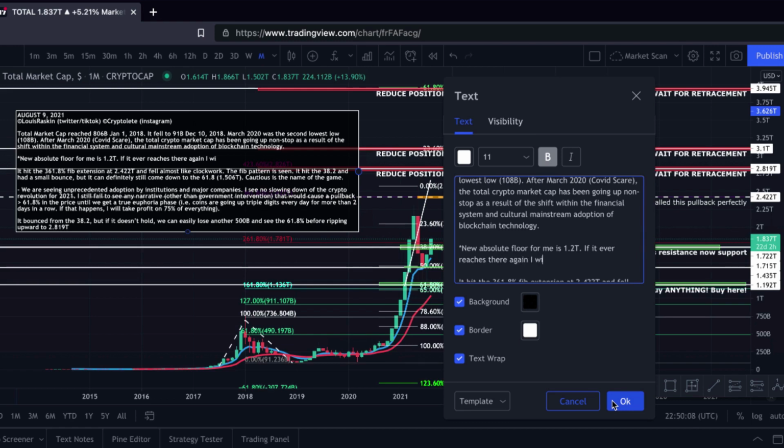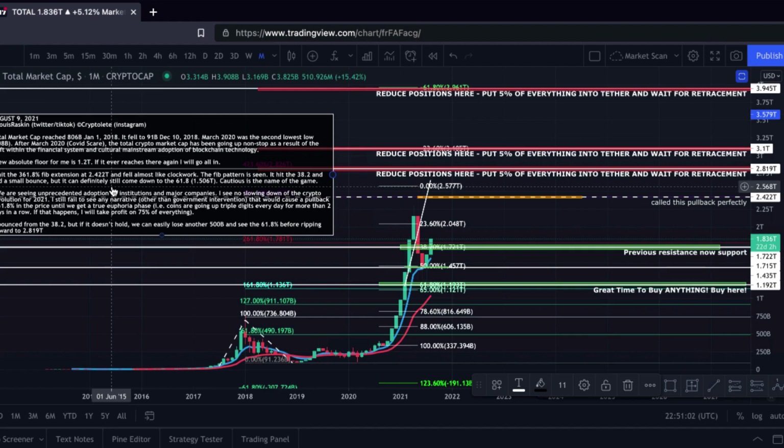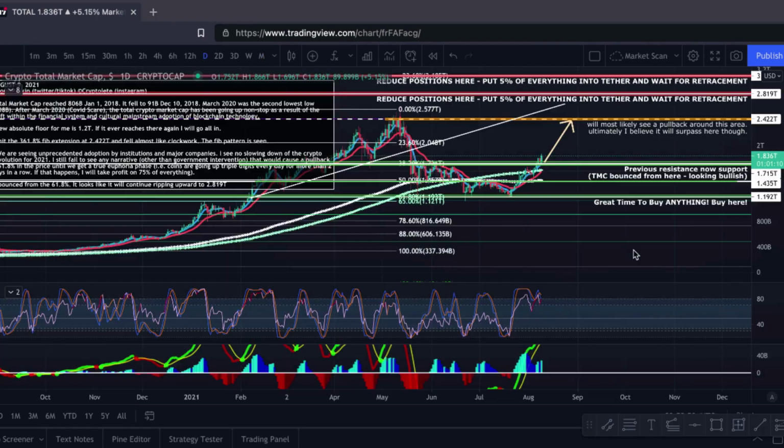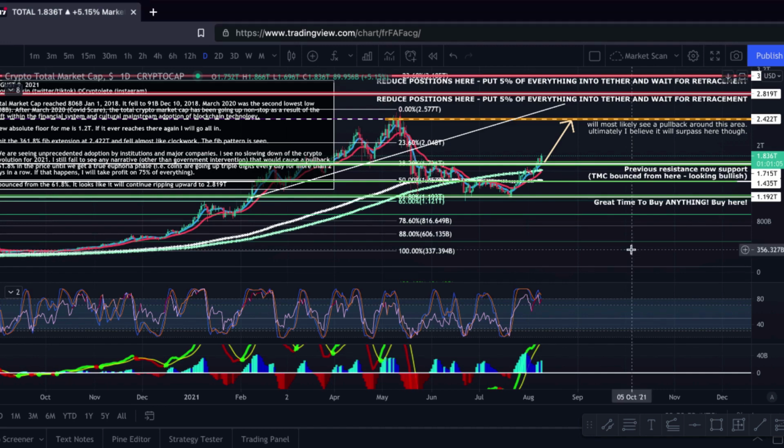Okay, guys, so here's my analysis on the total market cap right here. On the daily time frame, we have surpassed the huge 1.7 to 1.75 resistance level. This used to be big resistance. Also, we are above the 200-day moving averages and exponential moving averages, and we're above all of the moving averages.